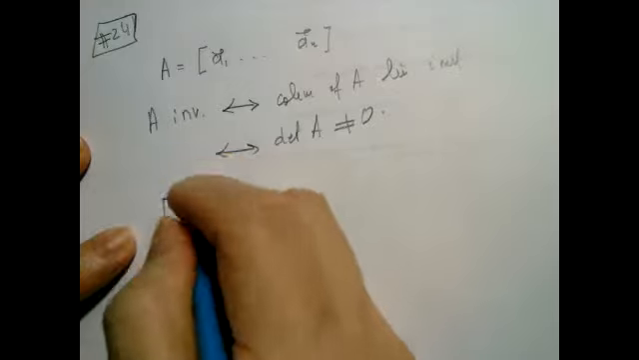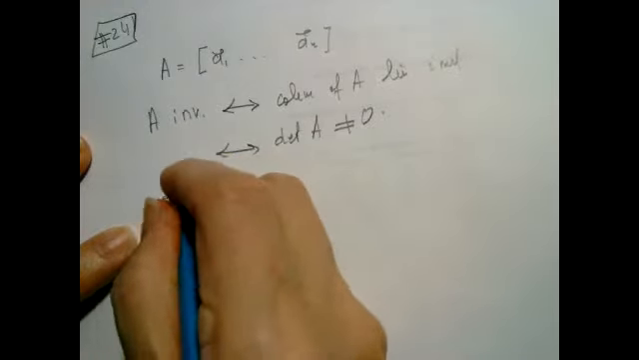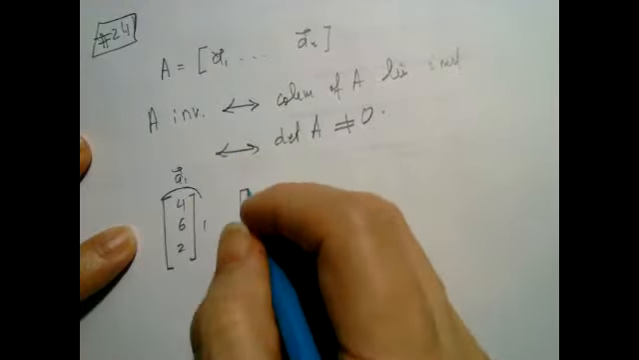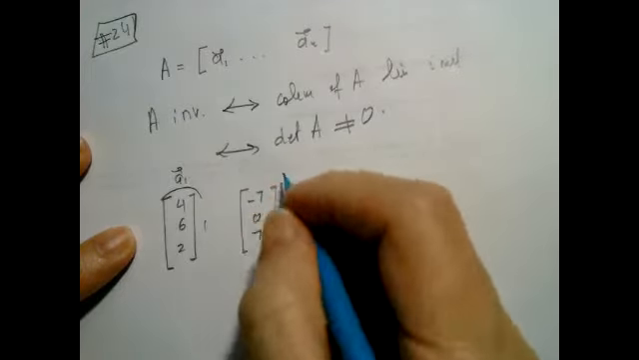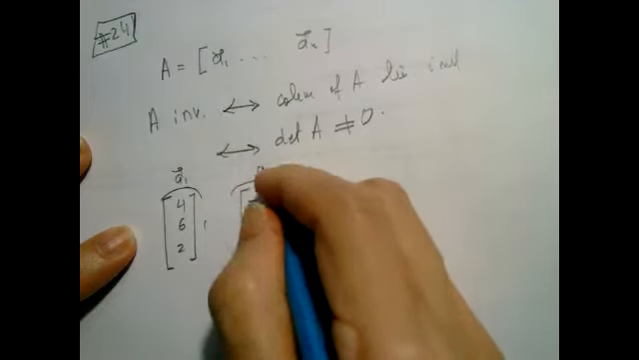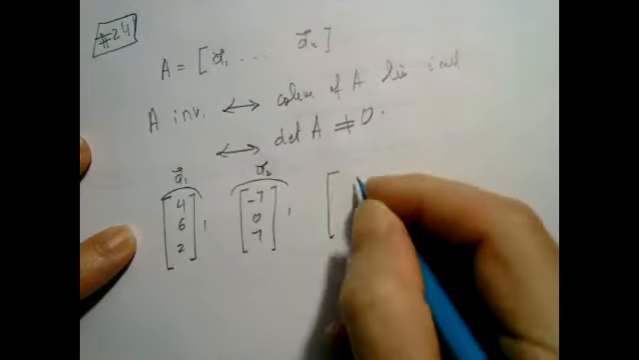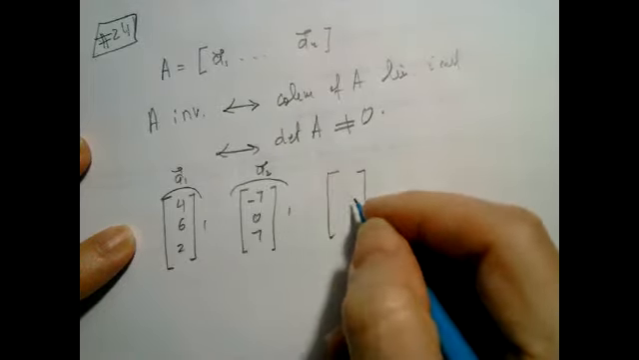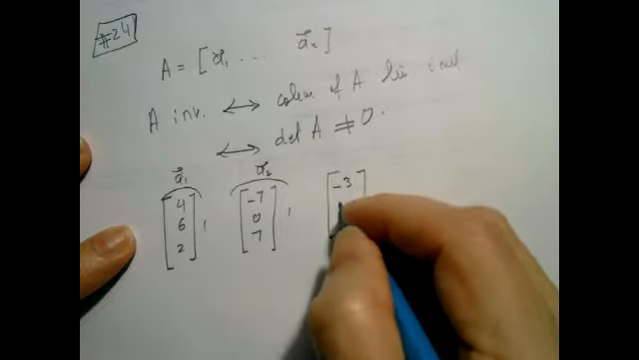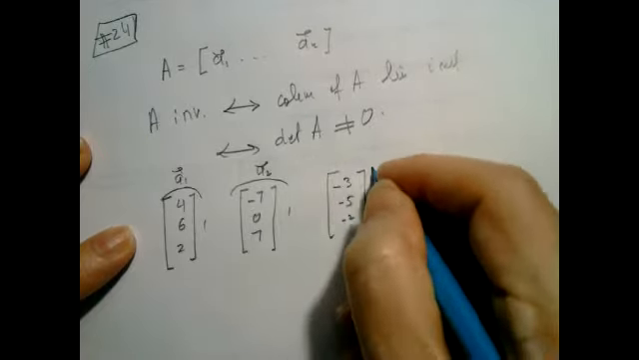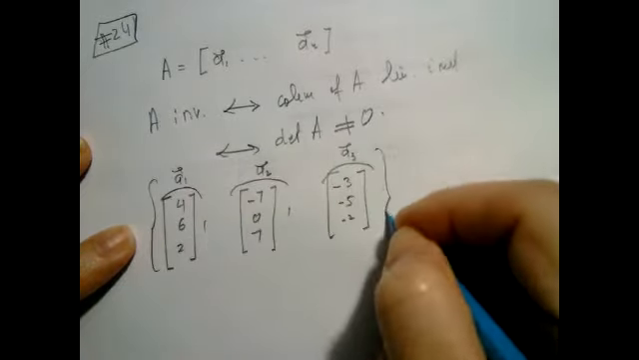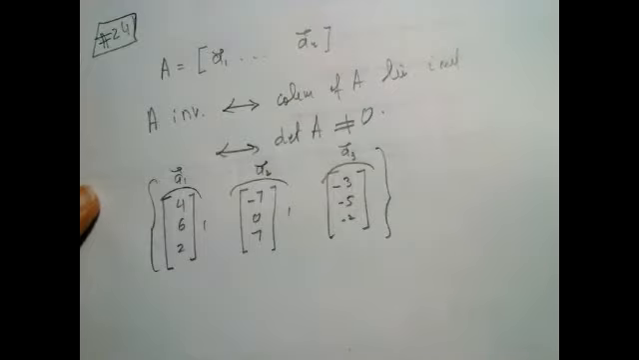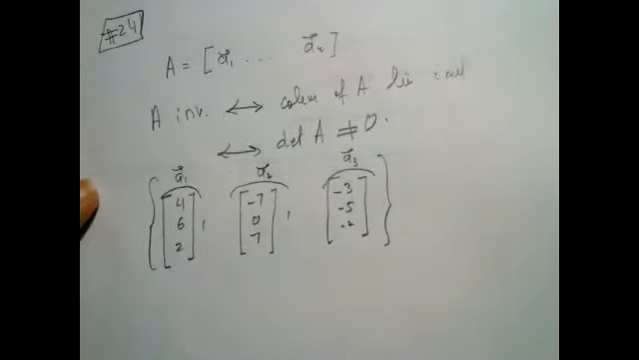And so that's my A1 if you want. And I have my other vector, minus 7, 0, 7 (I meant minus 7, 0, 7). And that's my A2. And I have minus 3, minus 5, minus 2. And that's my A3. So I have the three vectors, and the problem is very clear: use determinant to decide if they are linearly independent.